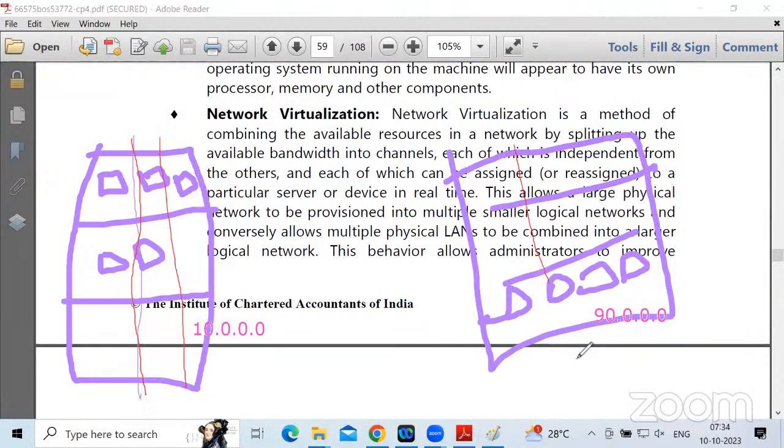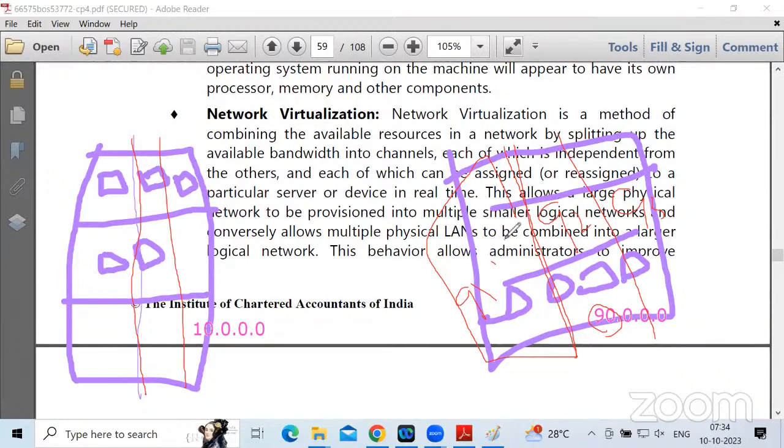Similarly, you want to segregate this into 2 or 3. That is also possible. Same 90 network can be converted. So these computers, let us say 100 computers here, can be used as, let's say, 91 network. Similarly, this is 92 network. This is 93 network. Though it is in a single area, single premises, it can be subdivided into 3 for administrative purposes.